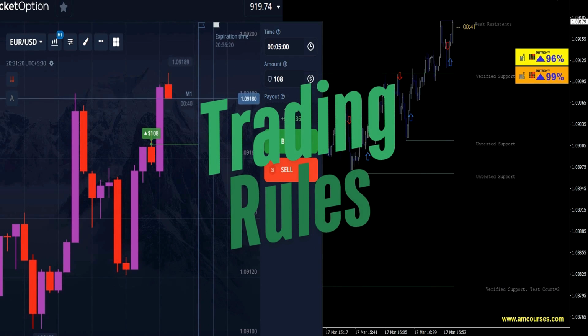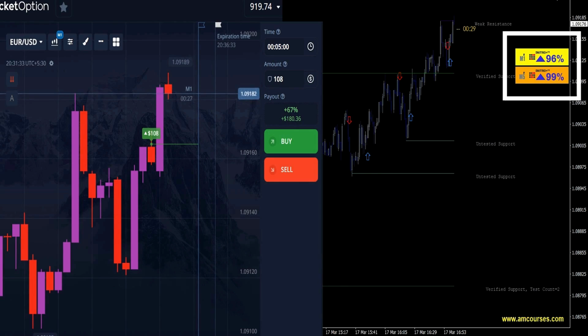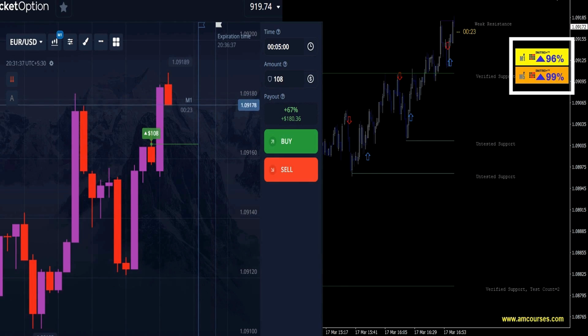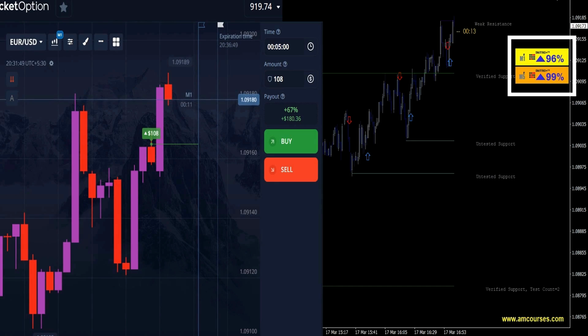Now let's understand how to use this indicator, auto live signals, effectively. The indicator provides auto buy and sell signals on 1-minute and 5-minute timeframes. It also shows buyer and seller power in percentage. Follow these steps for the best accuracy.